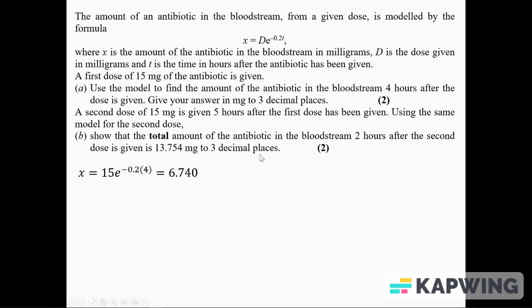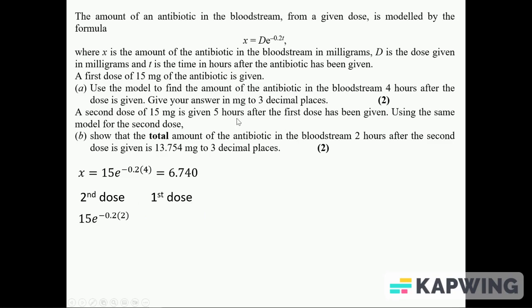Second dose given 5 hours after the first dose. So the amount after 2 hours since the second dose has been given: well, the second dose will be in for just 2 hours. So the amount of that left is 15e to the minus 0.2 times 2.